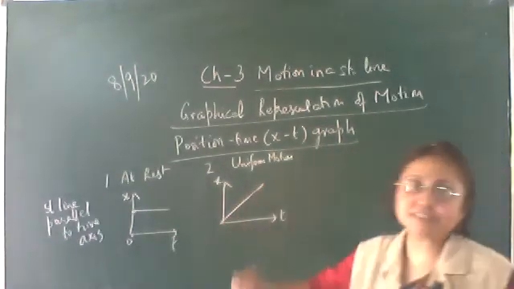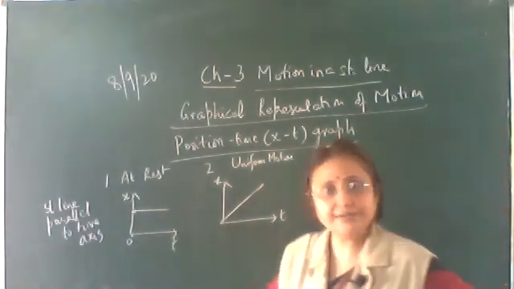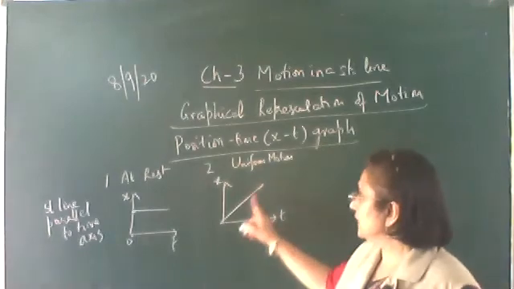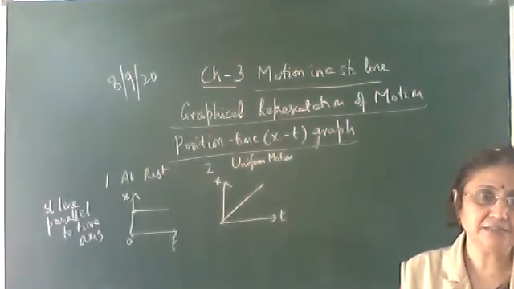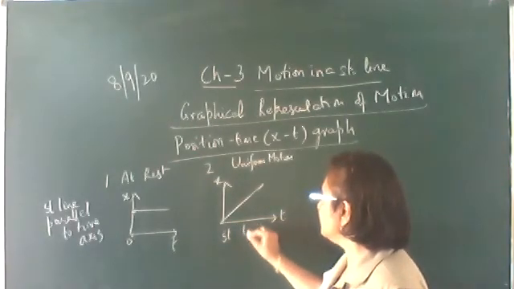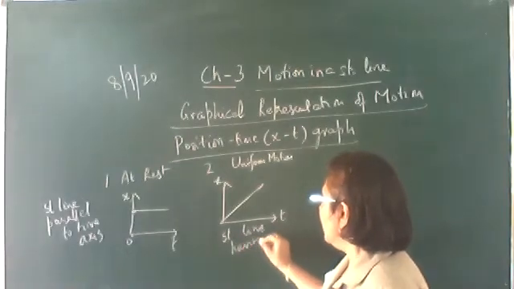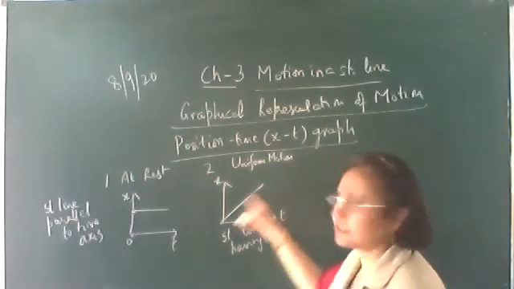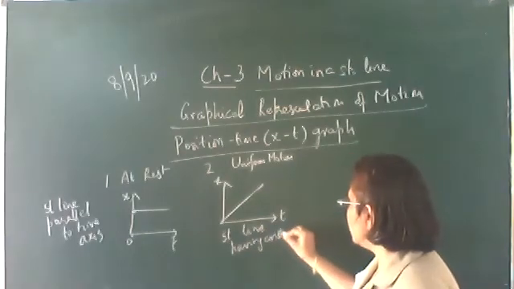This line is having some slope. This line doesn't have any slope. So the position time graph will be a straight line having a constant slope. The slope is constant. The slope is not changing.